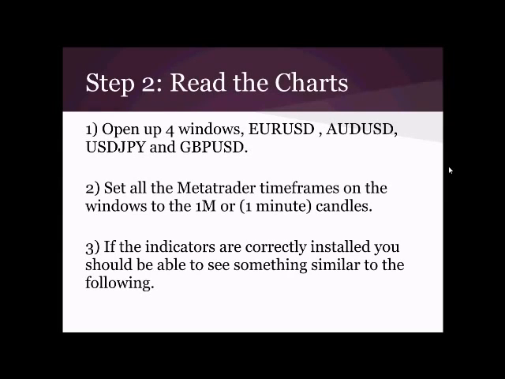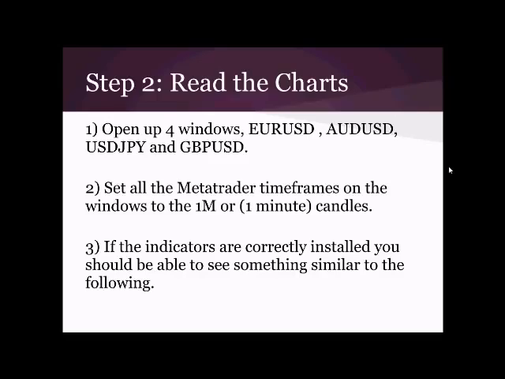Okay, so step 2, what you need to do is open up the four windows of the assets we're concentrating on. That is the EUR/USD, AUD/USD, USD/JPY, and GBP/USD. What you need to do is, after you've opened all the windows, go to each window and confirm that they're all set on the 1 minute time frame candle. This is very important because this is a fast moving binary options trading strategy, and it needs the 1 minute time frame on MetaTrader, but of course in your stock pair you set it as 5 minutes.